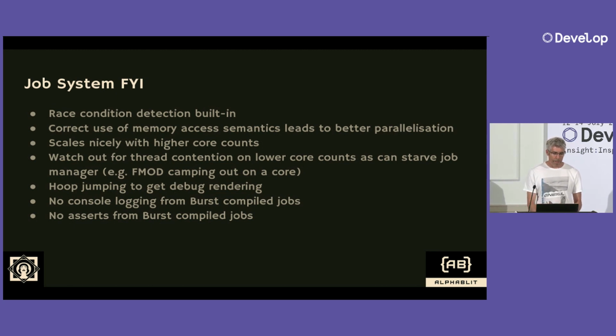It scales very nicely with higher core counts, but watch out for lower core counts because you can starve the job manager. So we had a situation in Detonation Racing where FMOD was basically camped out on one of the two cores, so the job scheduler didn't get a chance to run any of the low priority jobs.